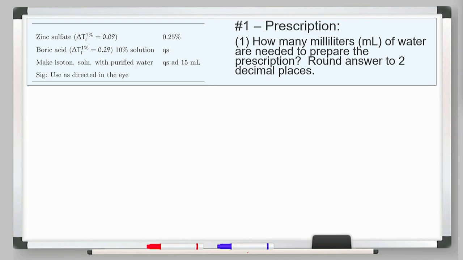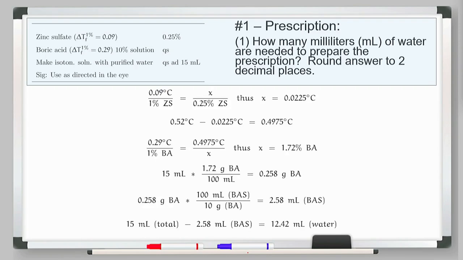Why are we even using boric acid? Our tonicity adjuster. So the amount of the boric acid is simply the amount we need to make the final product isotonic. And we're making 15 milliliters. So where do we start? We start with our drug and find out how much it affects the isotonicity.